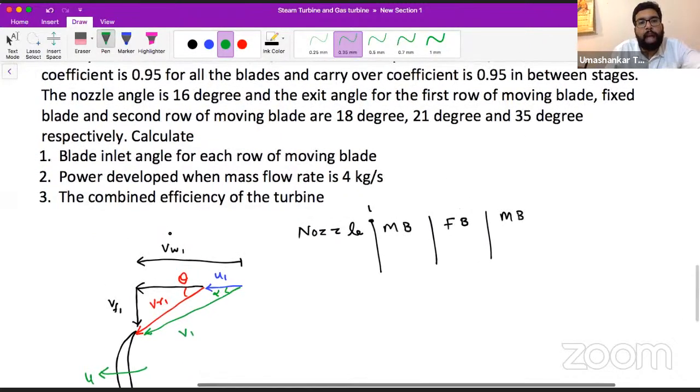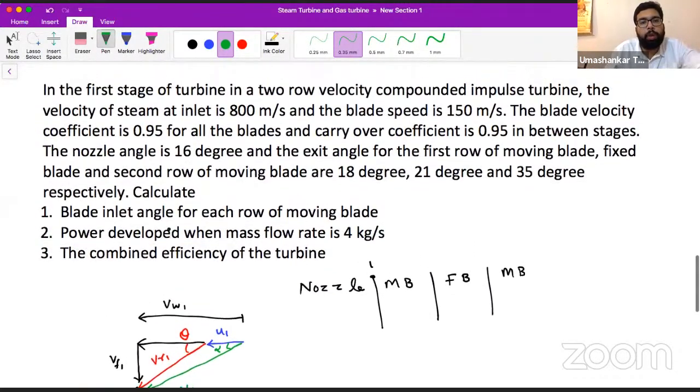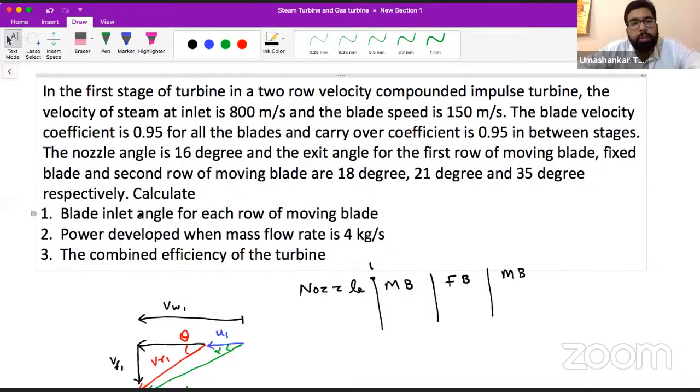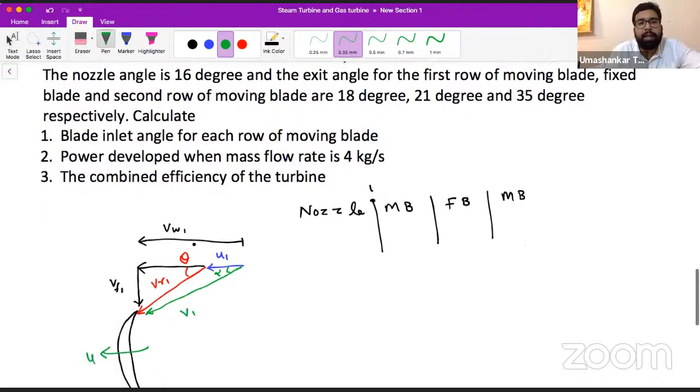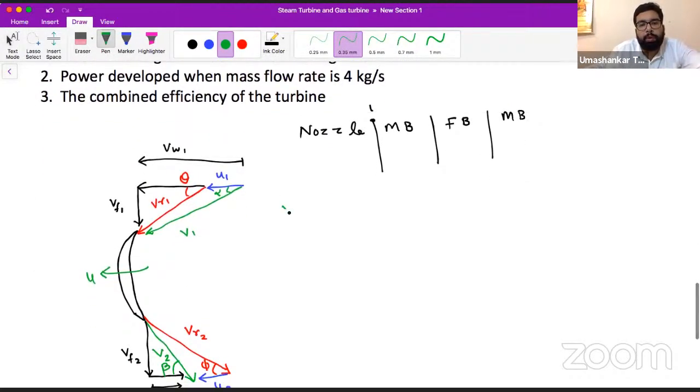What information is given to you? Let us first see the information given in the question. You can take a screenshot of this so that we understand how we are taking data. Taking correct data is also very important. In the first stage of a two-row velocity compounded impulse turbine, the velocity of steam at the inlet is 800 meter per second. So V1 is given to you as 800 meter per second.